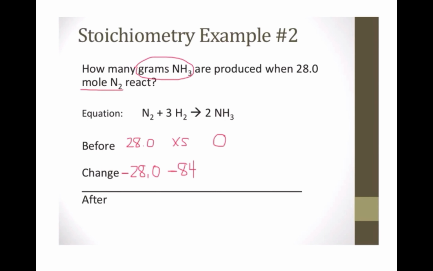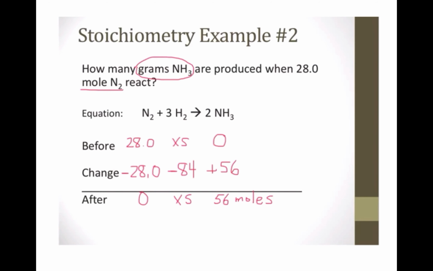And for every 1 mole of nitrogen that reacts, 2 moles of ammonia are formed. So I lost 28 moles of nitrogen. I'm going to gain 2 times as many moles of ammonia. So 28 times 2, I've gained 56 moles of ammonia. So afterwards, there's no nitrogen. There's still excess hydrogen left over, and there are 56 moles of NH3 formed.